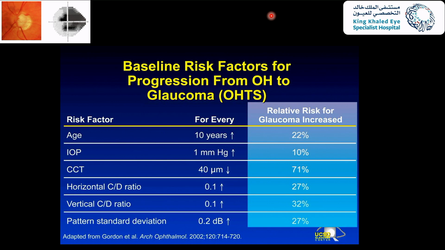So these are the risk factors and the relative risk for increased glaucoma. For age, every 10 years will increase the risk by 22%. For IOP, each 1 millimeter will increase the risk by 10%. Corneal thickness decreased by 40 will give you 71%. The vertical and horizontal cup disc ratio, each 0.1 will increase the risk around 30%, and the pattern standard deviation 0.2 will increase the chance by 27%.